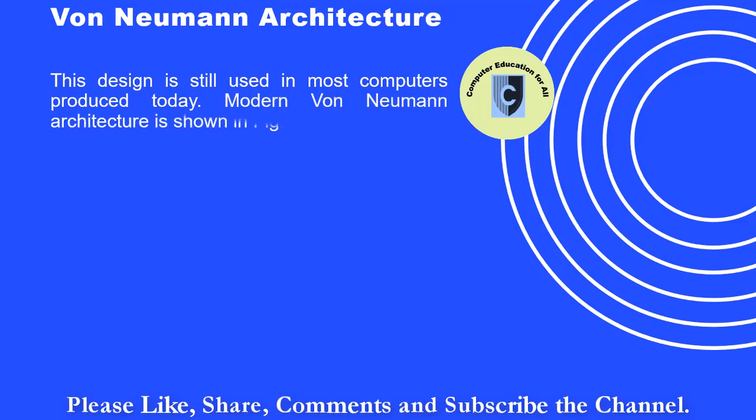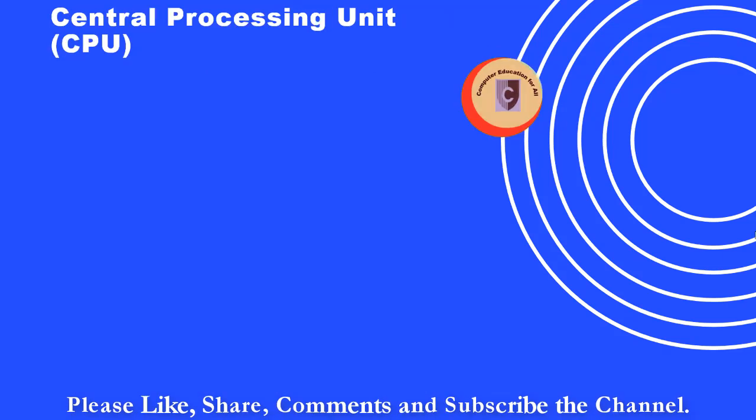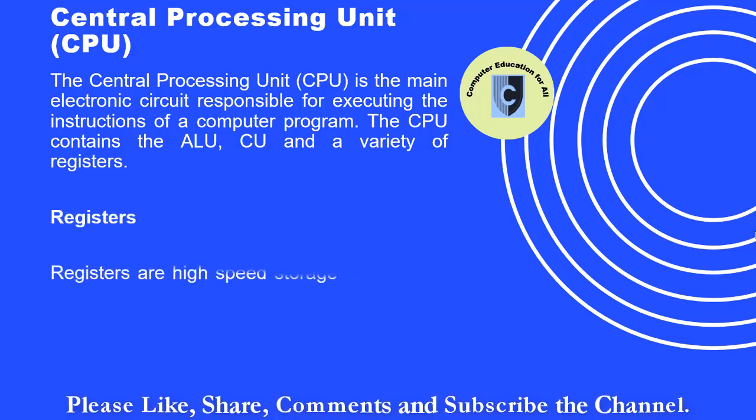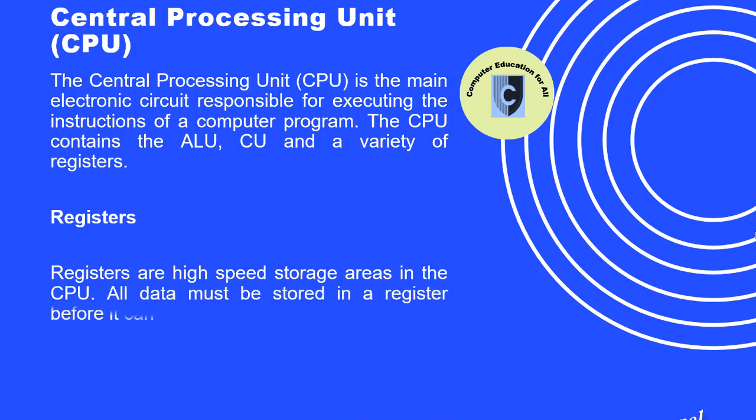Modern von Neumann architecture is shown in Fig. 1.32. Central Processing Unit, CPU. The Central Processing Unit (CPU) is the main electronic circuit responsible for executing the instructions of a computer program. The CPU contains the ALU, CU, and a variety of registers. Registers are high-speed storage areas in the CPU. All data must be stored in a register before it can be processed.